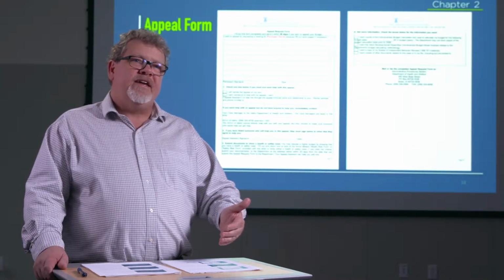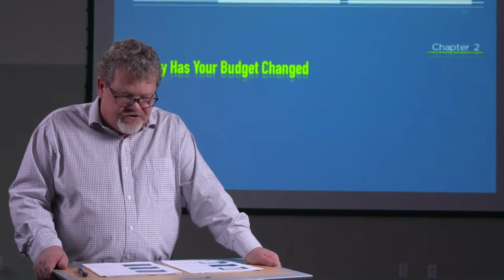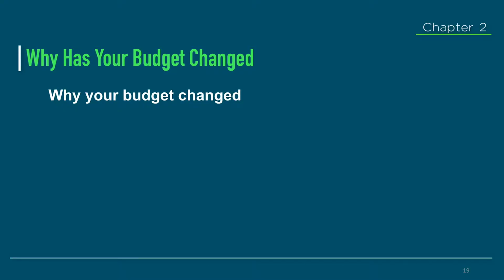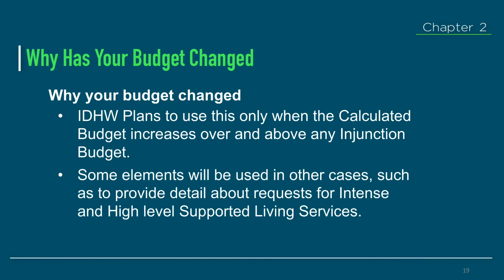The next document in the appeal packet is one entitled, "Why Has Your Budget Changed?" At the moment, Idaho Department of Health and Welfare plans to use this form only when a calculated budget has increased over and above any injunction budget. So if an individual's budget goes up, they've informed us they'll use the "Why Your Budget Changed." Some elements of the "Why Your Budget Changed" form will be used in other cases.